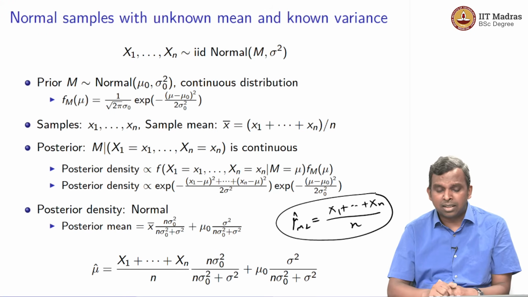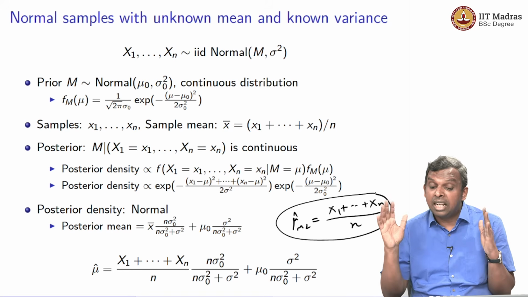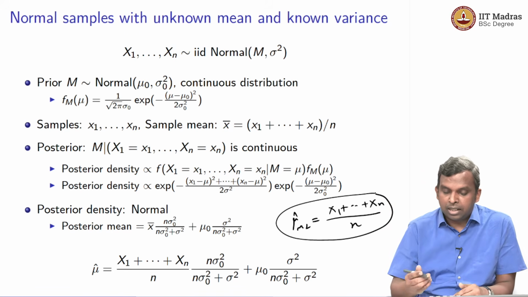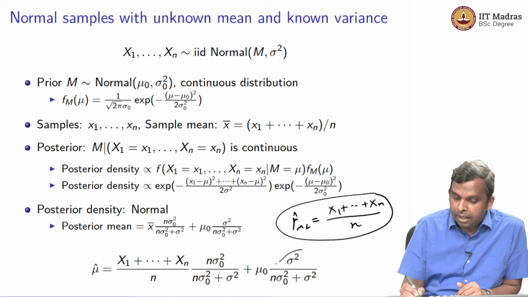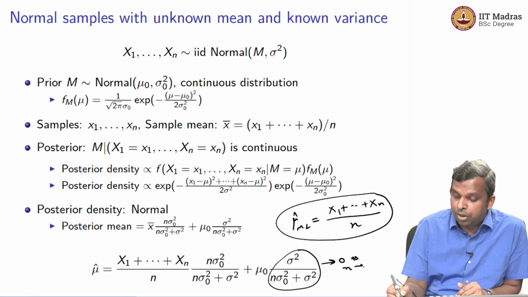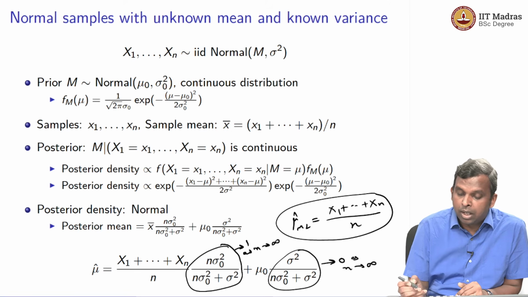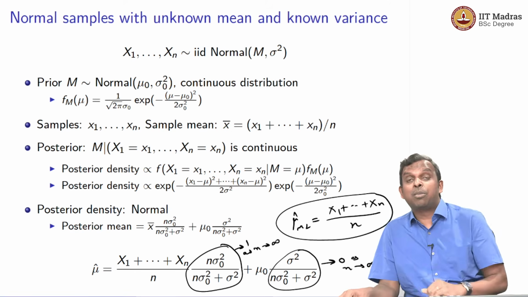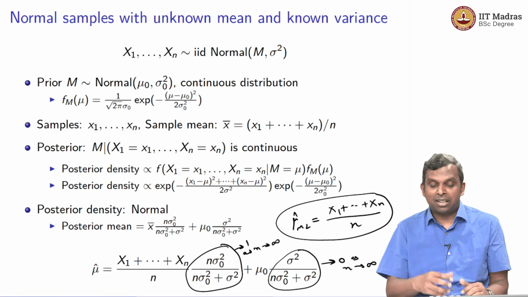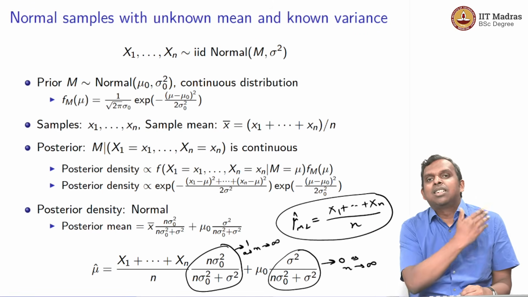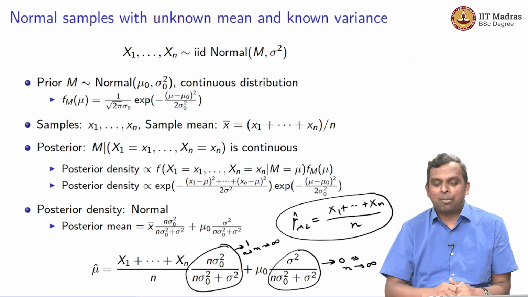Why is it similar to this? Supposing n becomes really large, okay? If n goes really large, you will notice that this term tends to 0 as n tends to infinity, and this term tends to 1 as n tends to infinity. So while it may look very different from the ML estimator, with all sorts of other terms, if you let n grow, it tends to the ML estimator.